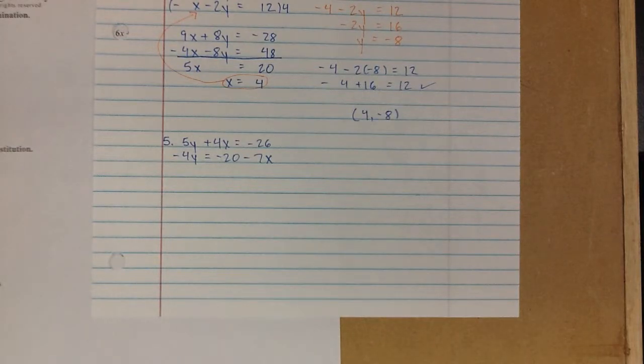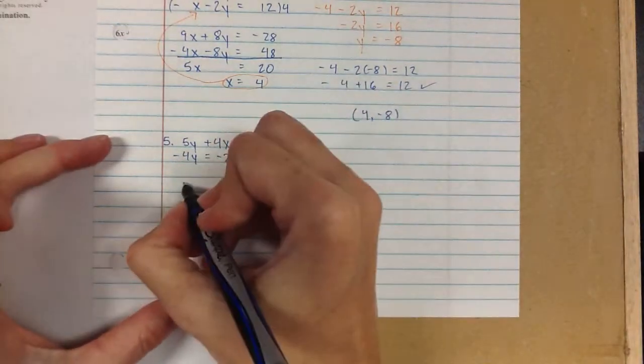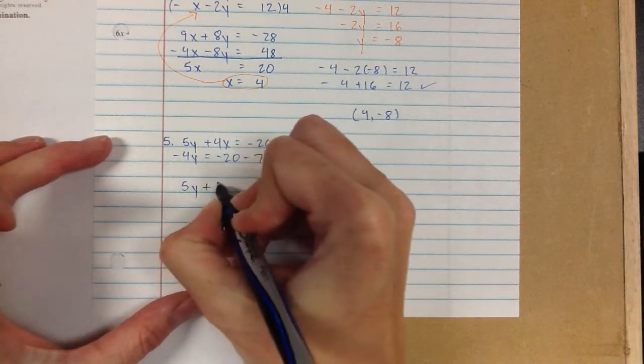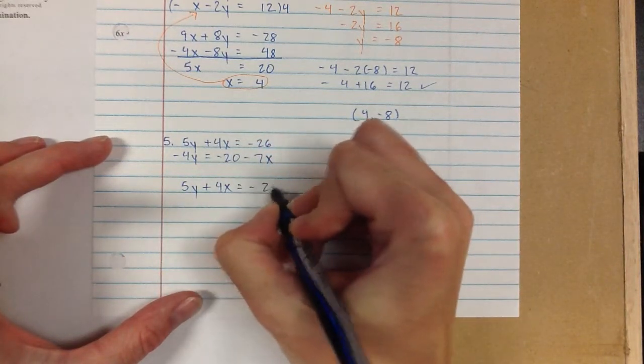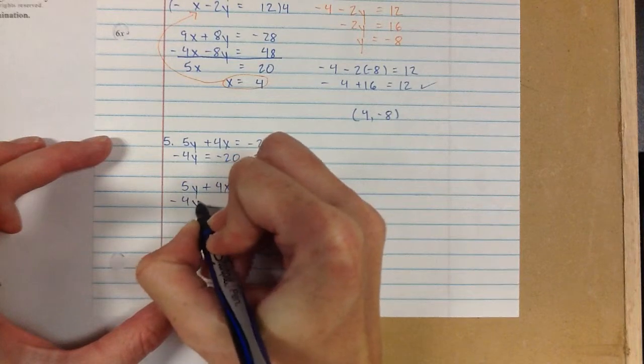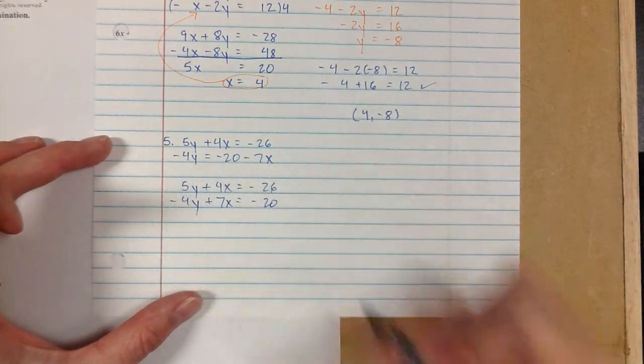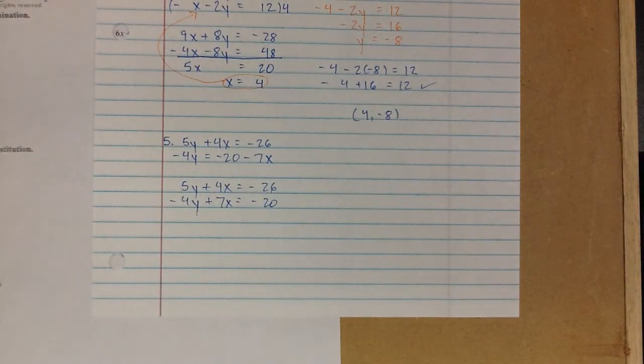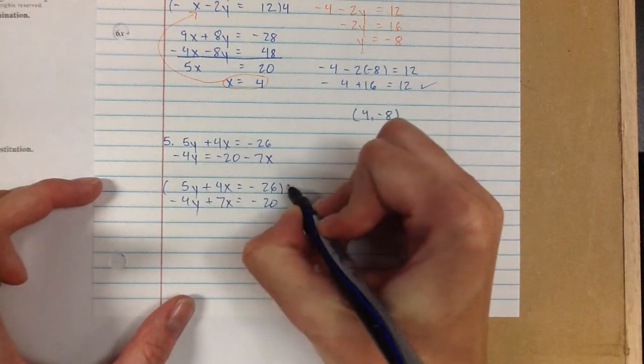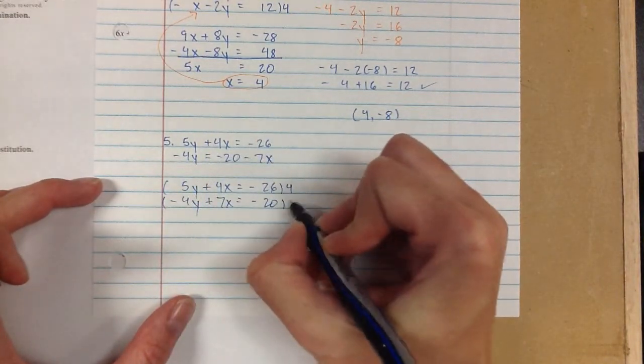Plus 7? Alright, so we're plus 7. So 5y plus 4x equals negative 26. Negative 4y plus 7x equals negative 20. Okay? What are we going to eliminate? The y's. How am I going to eliminate them? Yep. Multiply the top by 4 and the bottom by 5.